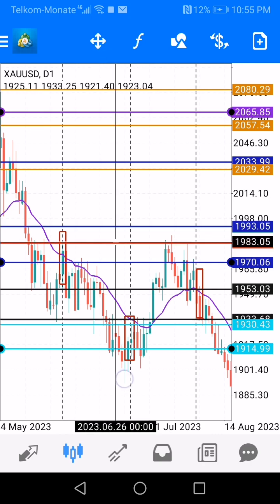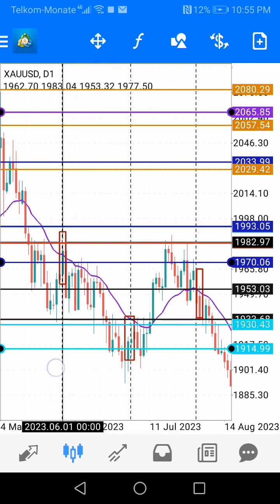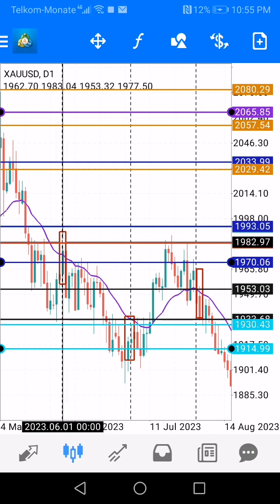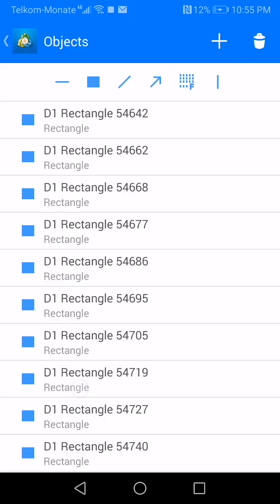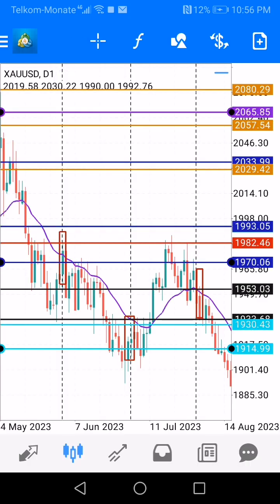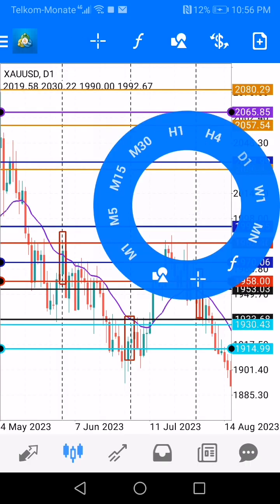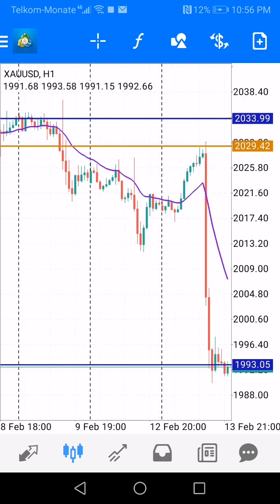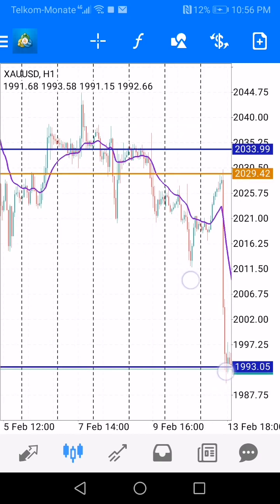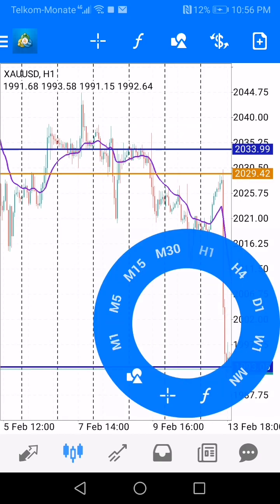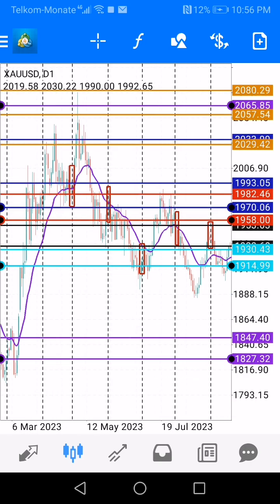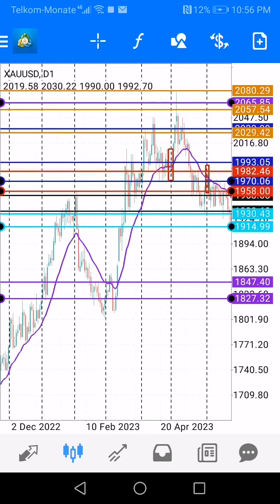So this is what? 6 months high. 1982, 6 months high. Right? And this is what? 6 months low. So now where we are at? 6 months high. Here we are. We are what? Why? Where is the 6 months high?